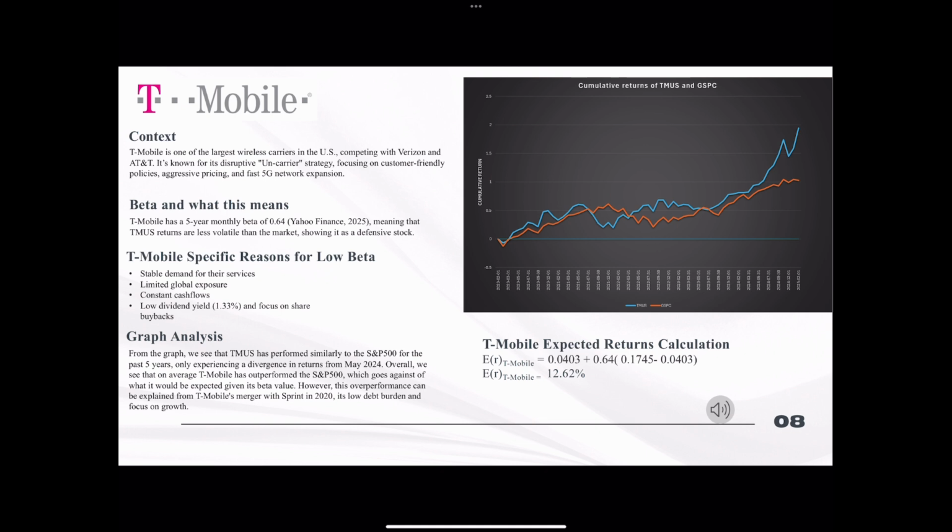This may be due to its $26 billion merger with Sprint in 2020, which has helped T-Mobile in expanding its network and growth potential. Furthermore, its low debt burden and commitment to investing, seen by the low dividend yield, may explain how T-Mobile experienced constant growth, overperforming the S&P 500 while being classified as a defensive stock due to its low beta.